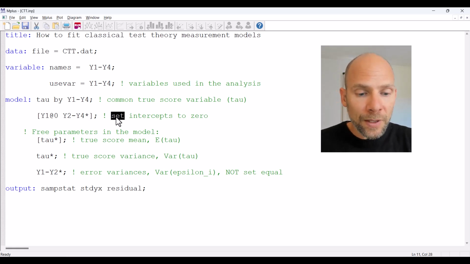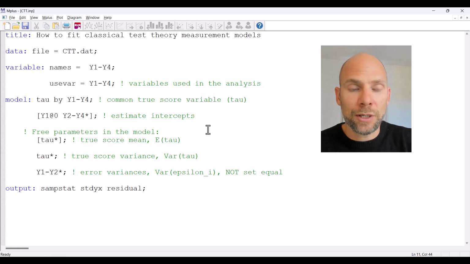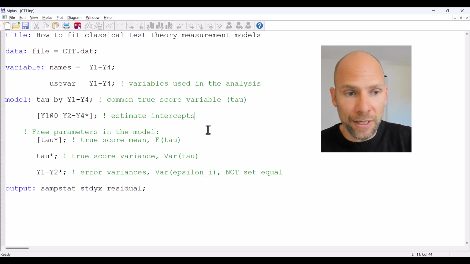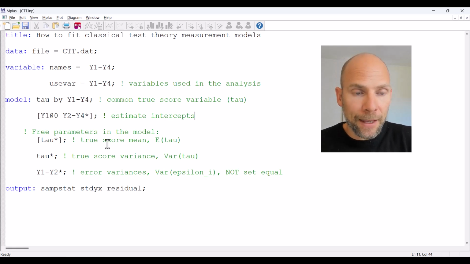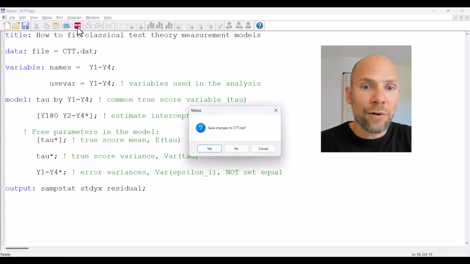So estimate intercepts. And then that way I can still estimate the latent mean of the true score variable, which is not really necessary, but it's consistent and it's okay with previous models that we have estimated. So we have the true score mean, we have the true score variance again, and we also estimate all four error variances freely under this model. And so then you have your congeneric measurement model with unequal loading. So let's take a look at that model, how that fits our four variables here.